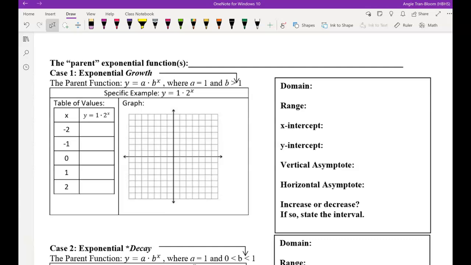Let's look at our very first parent function here. You're going to see lots of different parent functions depending on the base. The normal typical form is going to be a times b to the x. Now, for the parent, your a is going to be 1. So that means it's going to be y equals b to the x. You're not going to have an a that's not 1, you're not going to have an h value, and you're not going to have a k value. That's why it is going to be y equals b to the x.